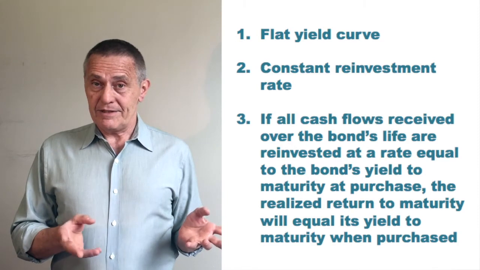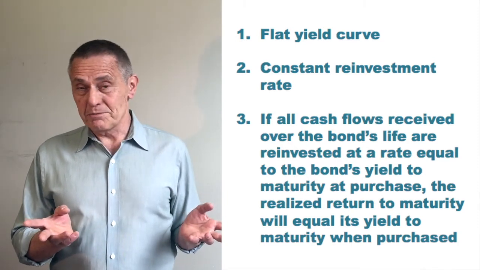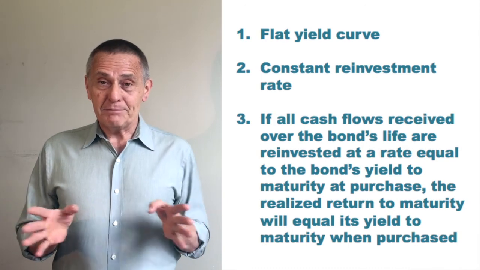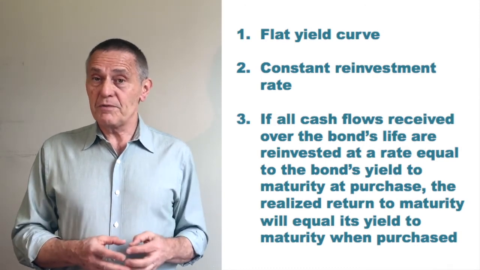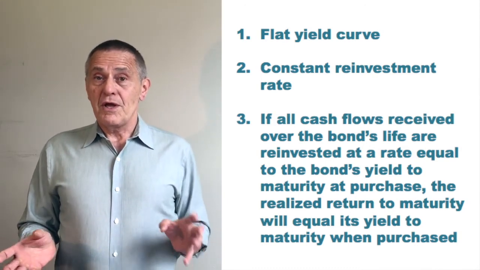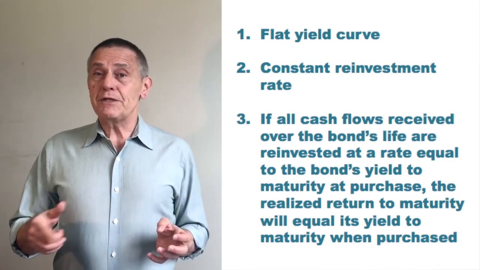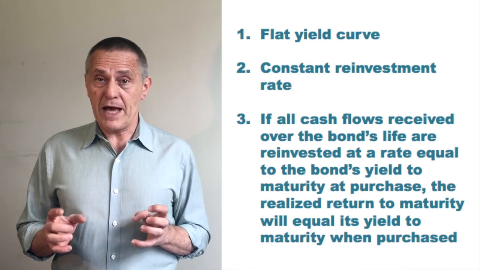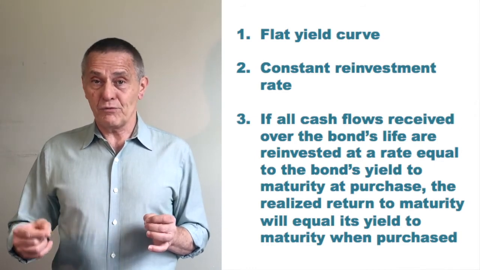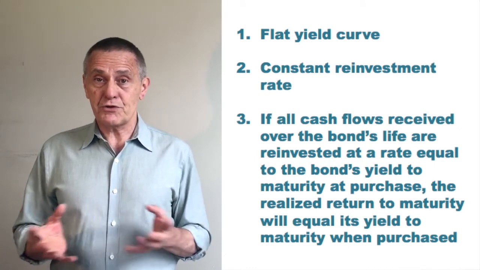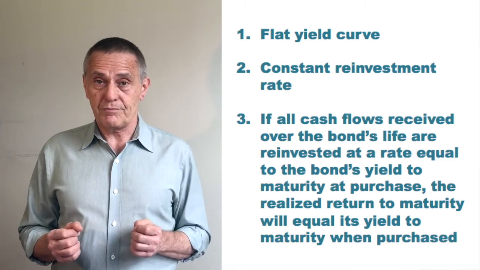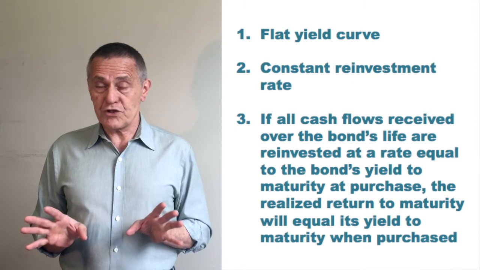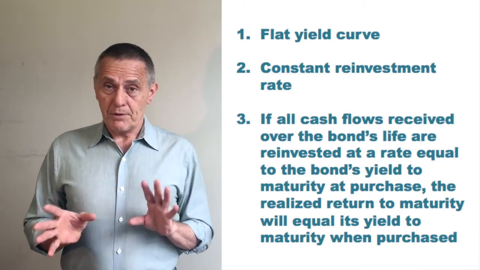The second assumption, misassumption, that yield to maturity assumes a constant reinvestment rate is simply a short form version of the more extended version that yield to maturity would be your rate of return if all the cash flows received over the life of the bond were reinvested at a rate exactly equal to the yield to maturity at which a bond was purchased.